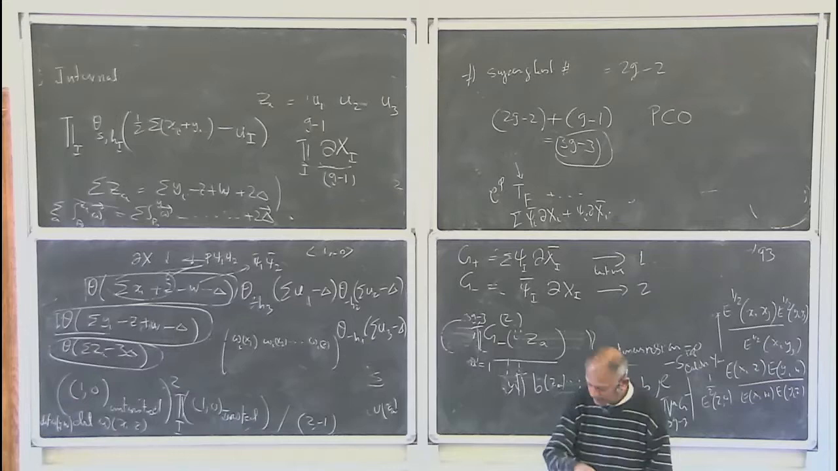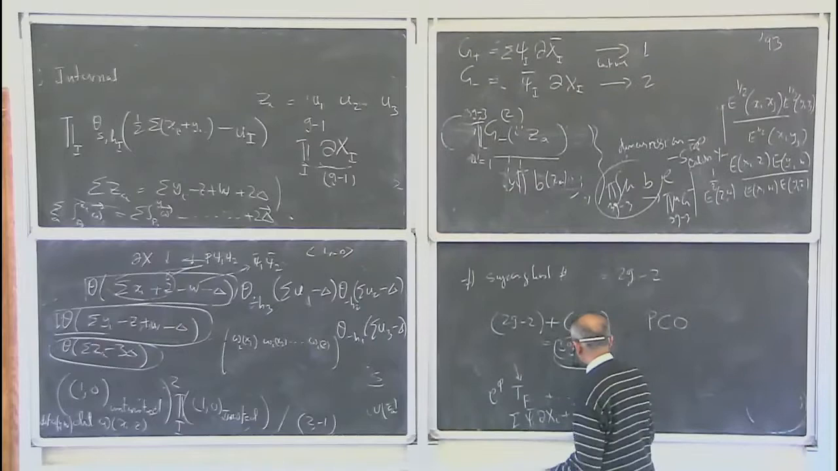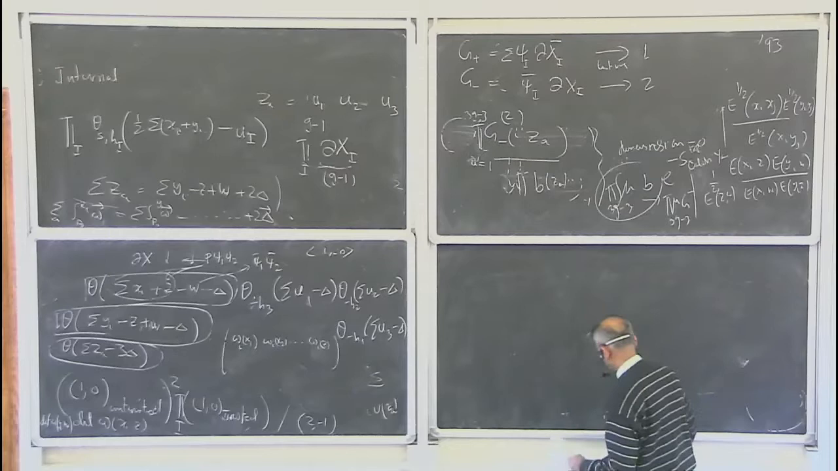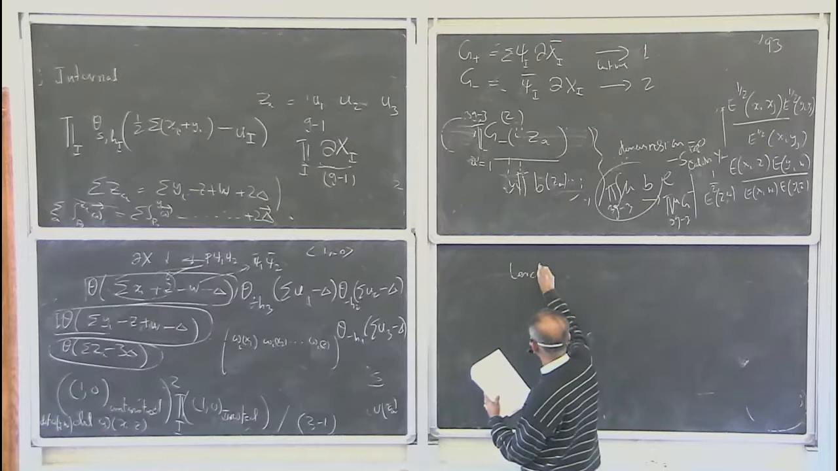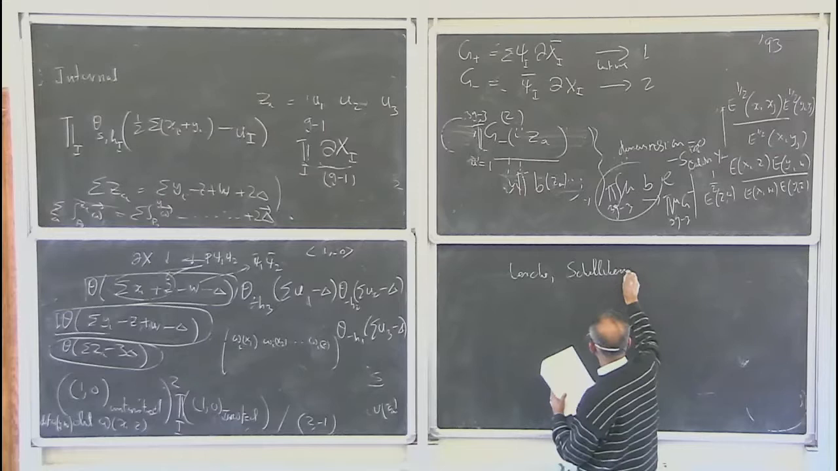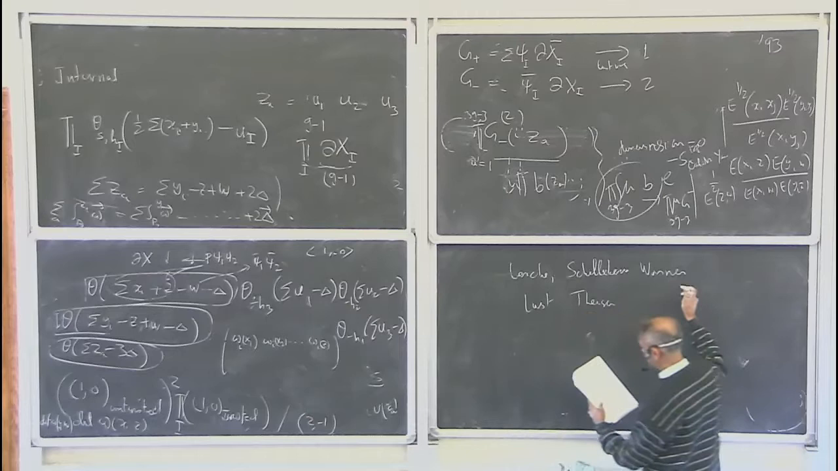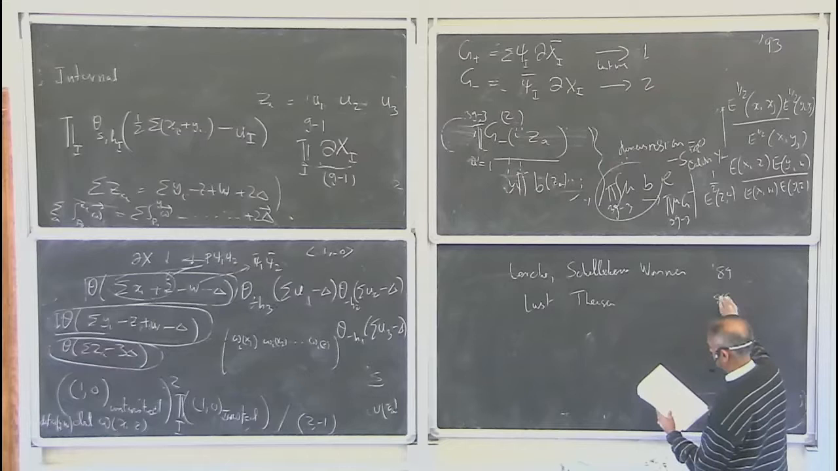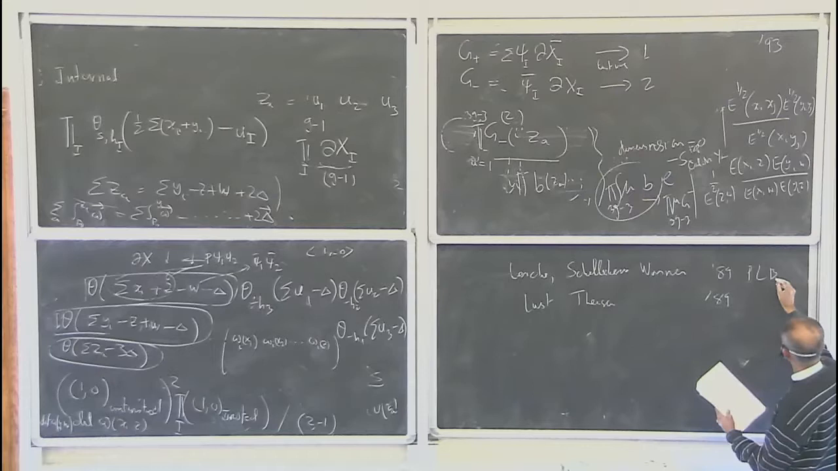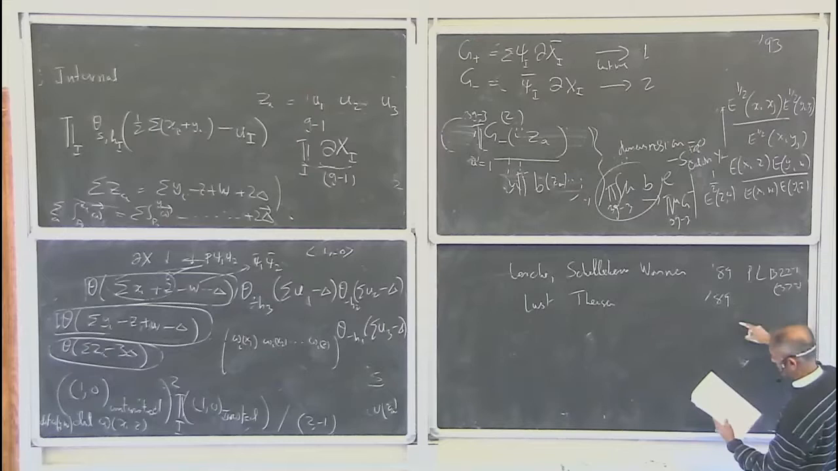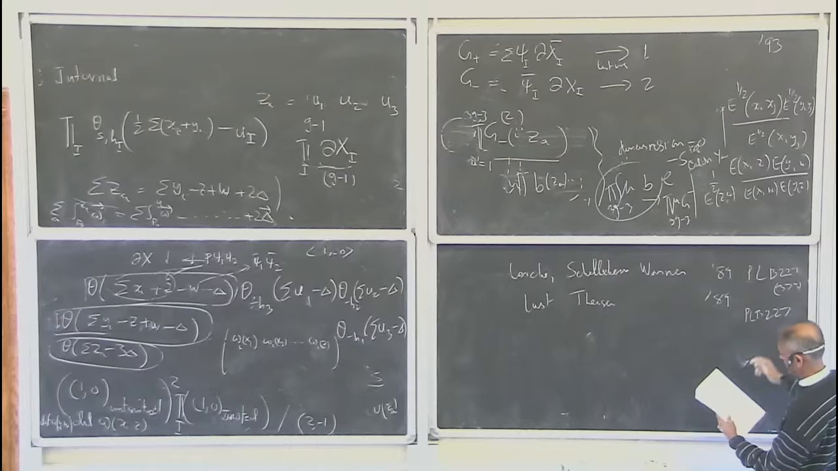So let me just mention what I'm trying to say. There are these two papers, Lerche, Schellekens, and Warner. That's one paper. And the other paper is Lust and Theisen. They came in 1989, both of them, in Physics Letters B, volume 227, page 373, and this one is Physics Letters again, B 227, 367. So they're just adjacent papers.